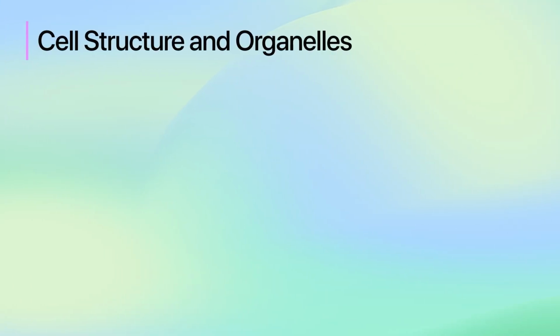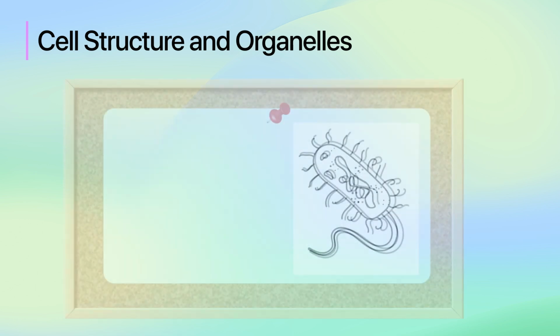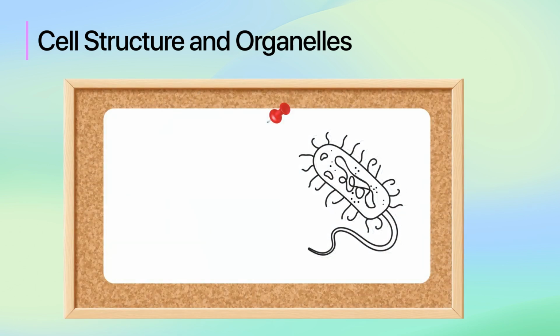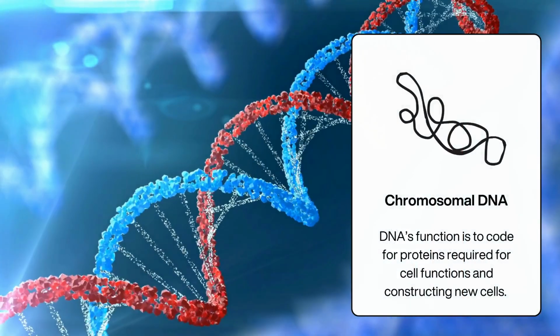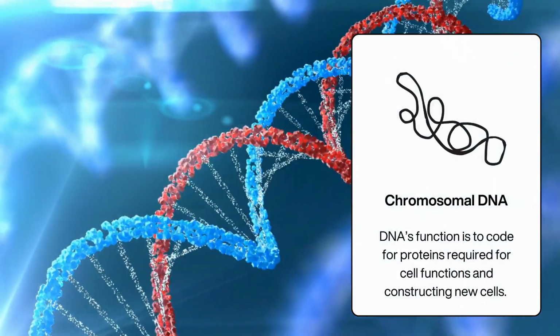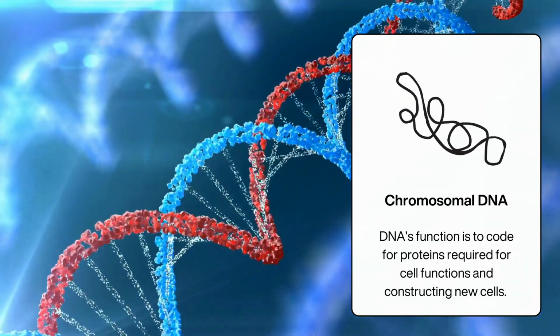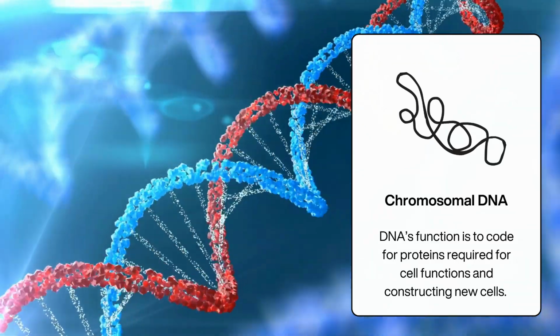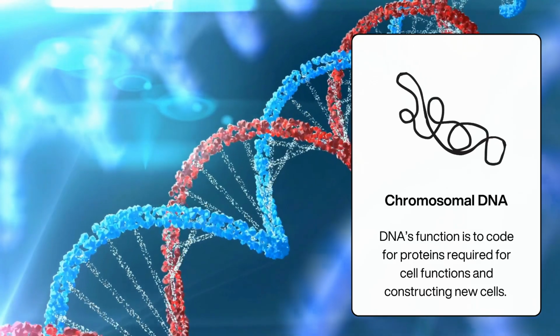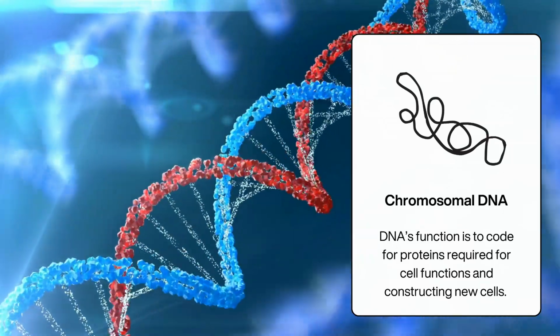Now let's explore the various subcellular structures, or organelles, found in bacterial cells and their functions. Firstly, bacterial cells do not have a nucleus. Instead, their genetic material is a single circular loop of DNA that floats freely in the cytoplasm. This chromosomal DNA contains all the instructions needed for the cell's functions, including the genes necessary for building proteins and replicating new cells. DNA's main function is to code for proteins required for cell functions and constructing new cells.